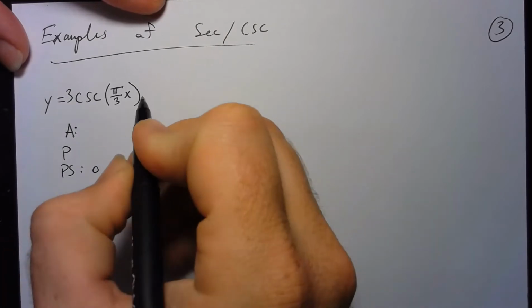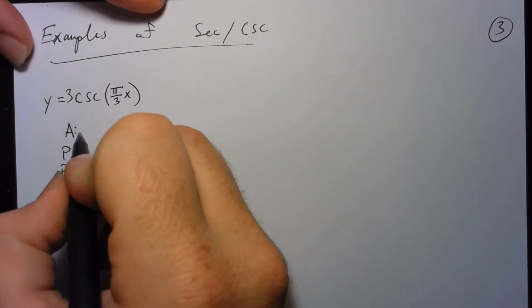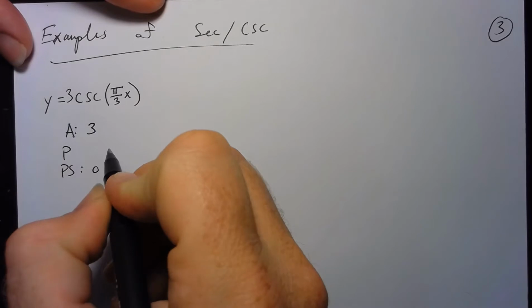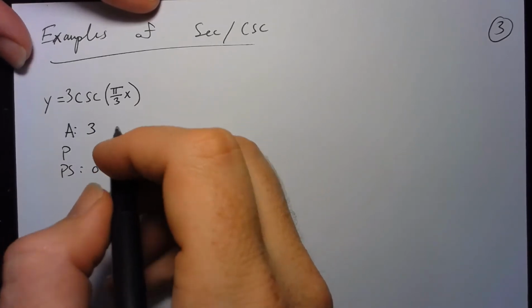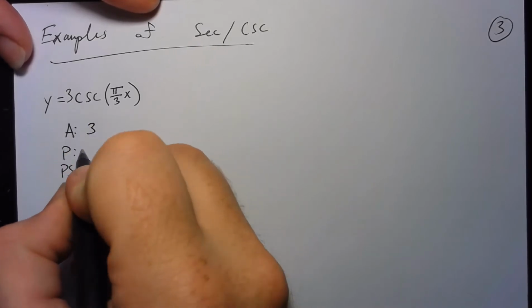Now the phase shift, there isn't one because there's no c value here. Our amplitude is going to be a positive 3. Again, technically not an amplitude. Sine and cosine are the only two trig functions that actually have an amplitude. And then my period value here is going to be 2 pi.